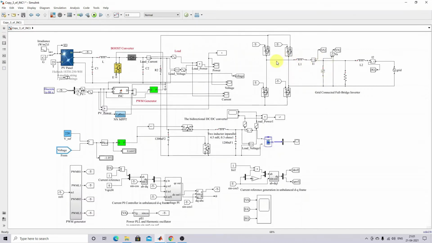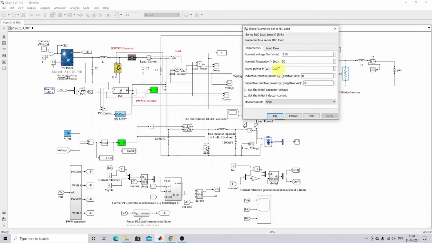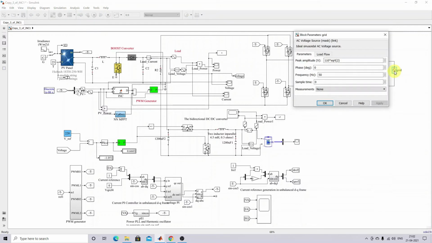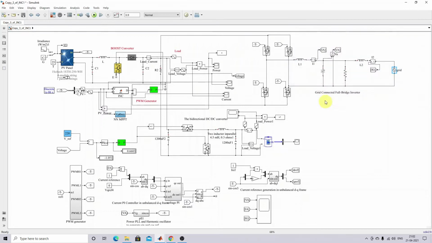harmonics in the inverter output voltage, right? So here we are connecting some load. Okay, load around 200 watts. The load voltage is going to be considered as 110 volt RMS and 50 hertz. And then the grid voltage will also be considered as 110 volt RMS and 50 hertz. So here I'm considering a single phase 110 volt grid system.